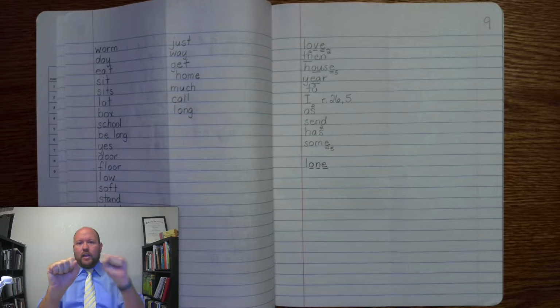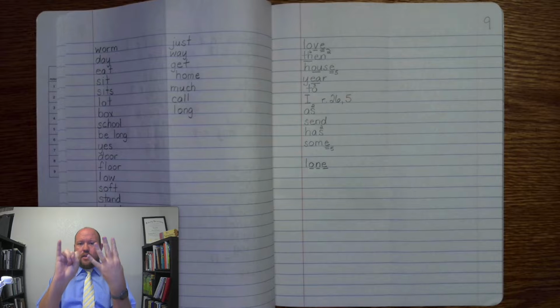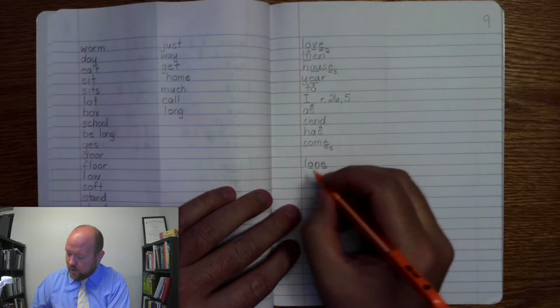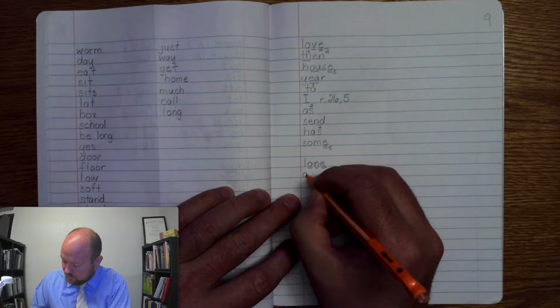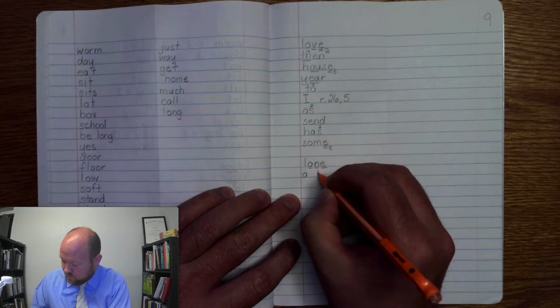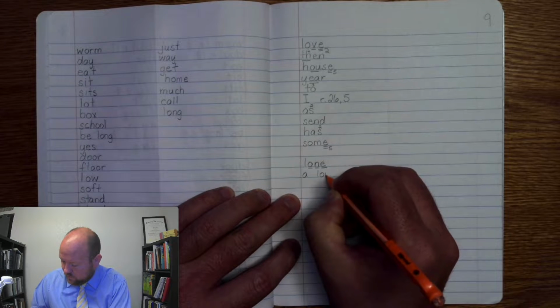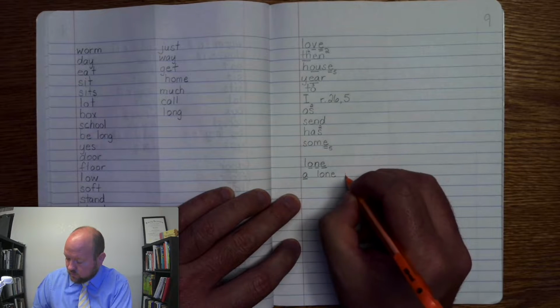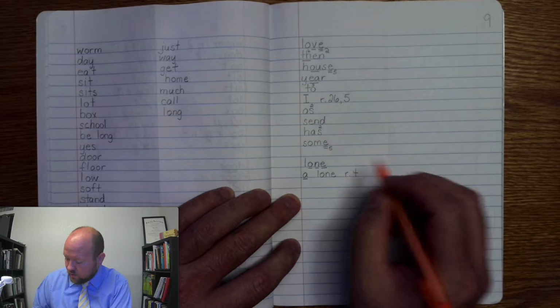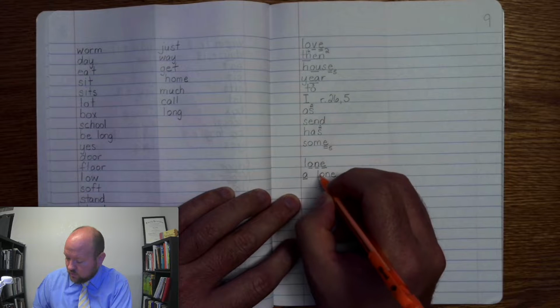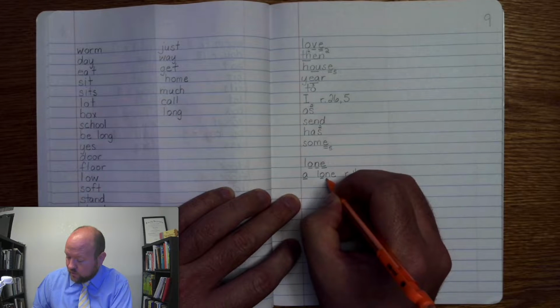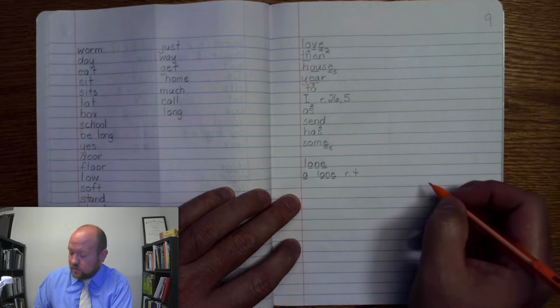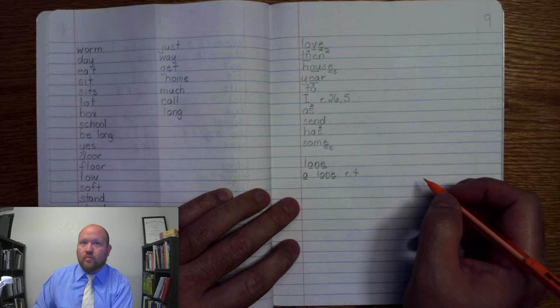A, lone. A, l-o-n-e, alone. Go and write it. A, lone. Markings. A, once. Rule 4. L, O, once. N, once. E, once. Alone.